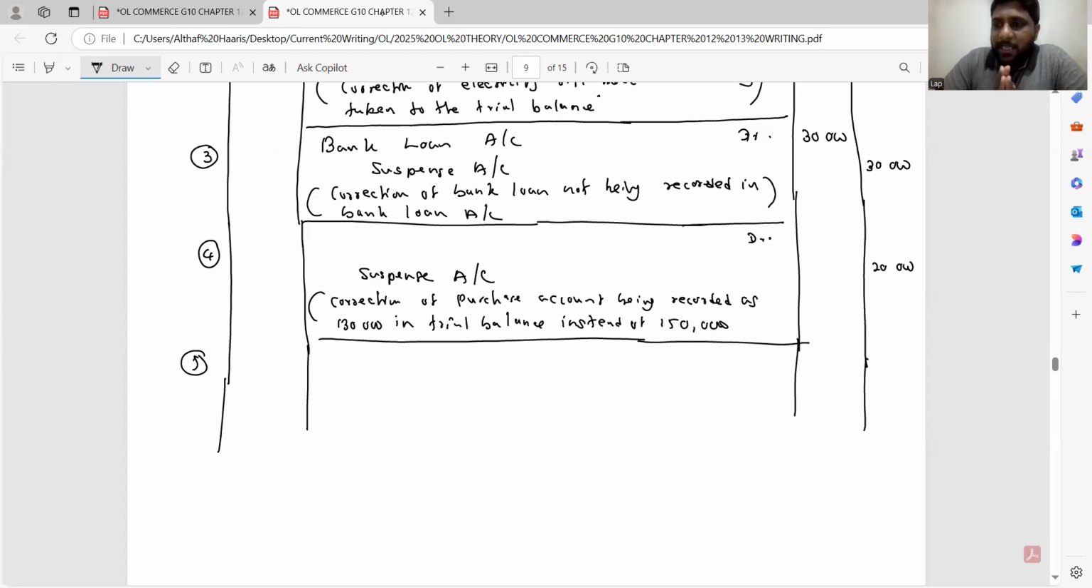So if any mistake has happened inside the trial balance, again and again I am telling, you do the correction for the trial balance directly. The other entry will go to the suspense. So we have to show only the entry which is going to the suspense, not the correction that we are doing inside the trial balance. This trial balance is not a T account for us to show the debits and credits. I showed it just to get an understanding.